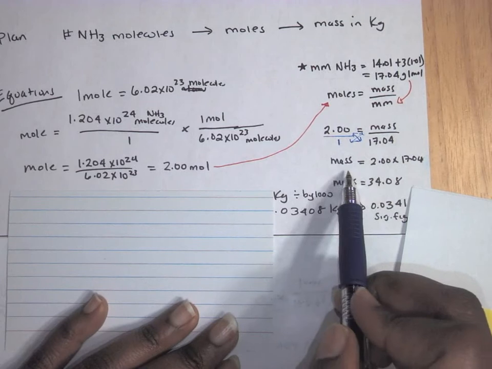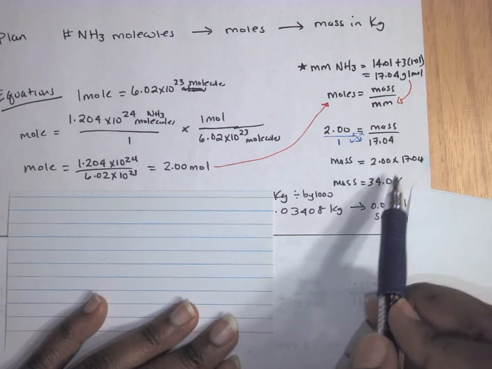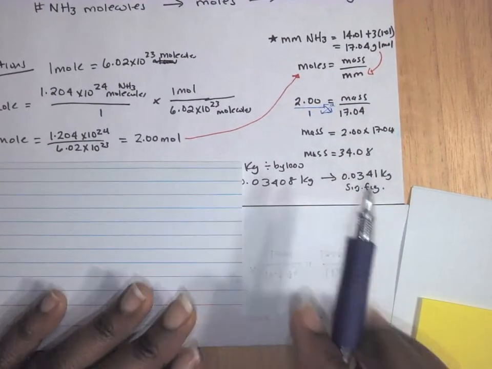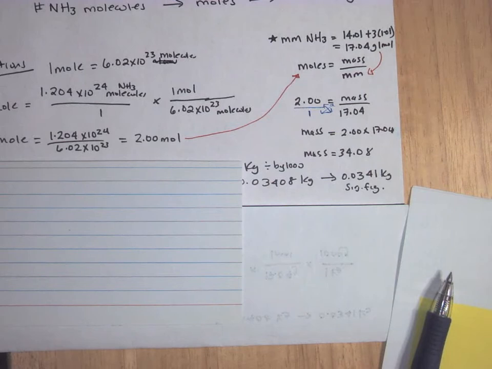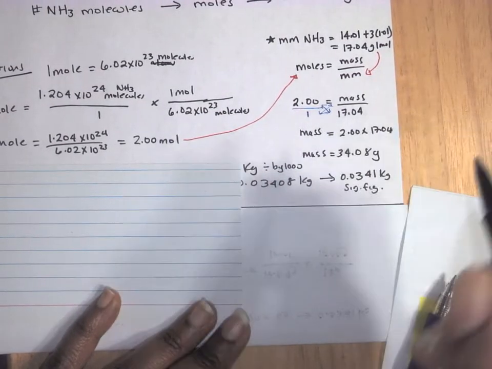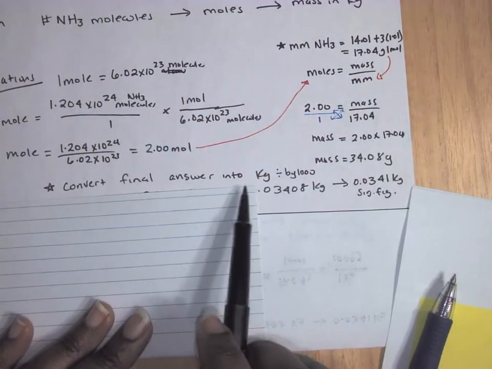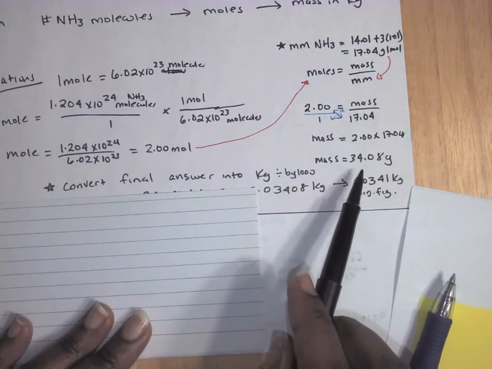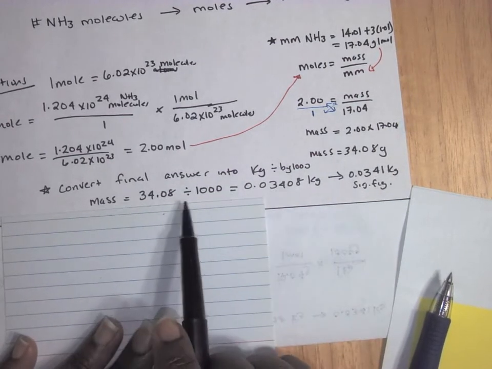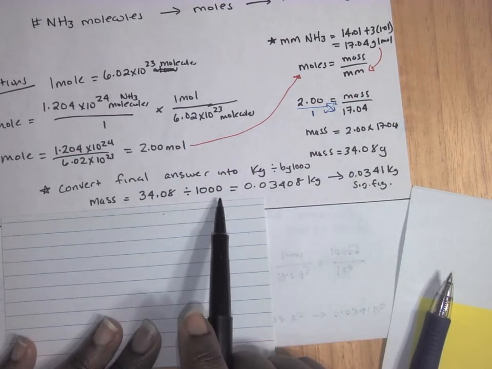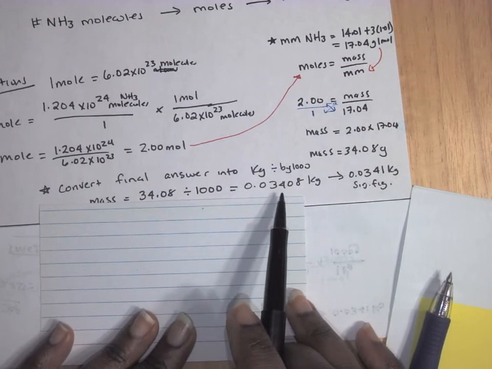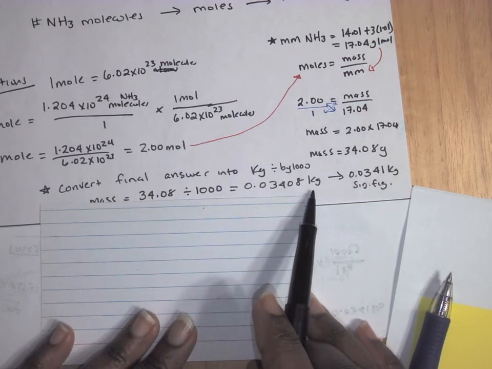And that gives me that mass is equal to 2 times 17.04, which is 34.08. And the unit here is grams. Now, my unit right now is in grams, but remember I need to convert my final answer into kilograms by just dividing this by 1,000. So I take the 34.08 divided by 1,000, and that gives me 0.0340 kilograms.